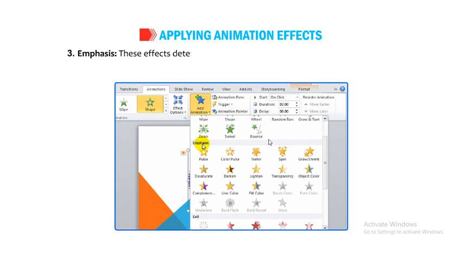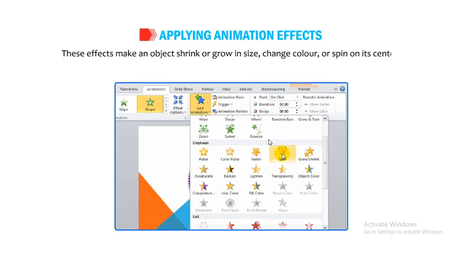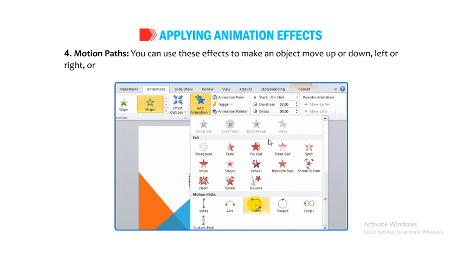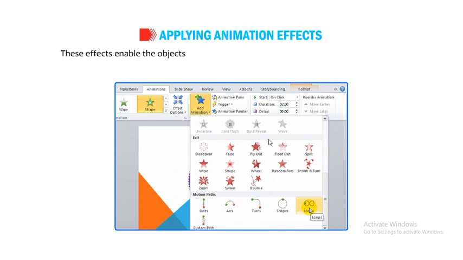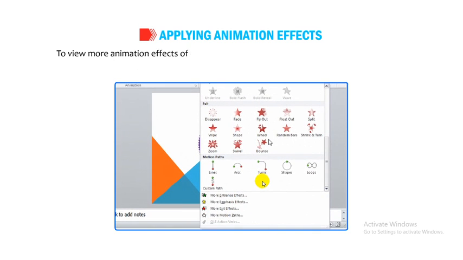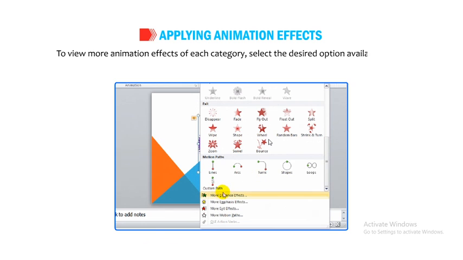Emphasis. These effects determine how the objects on the slide draw attention to themselves during the slideshow. These effects make an object shrink or grow in size, change color, or spin on its center, etc. Motion paths. You can use these effects to make an object move up or down, left or right, or in a star or circular pattern, etc. These effects enable the objects to move from one position to another on a slide and on the specified path during the slideshow. To view more animation effects of each category, select the desired option available at the bottom of the Add Animation drop-down menu.